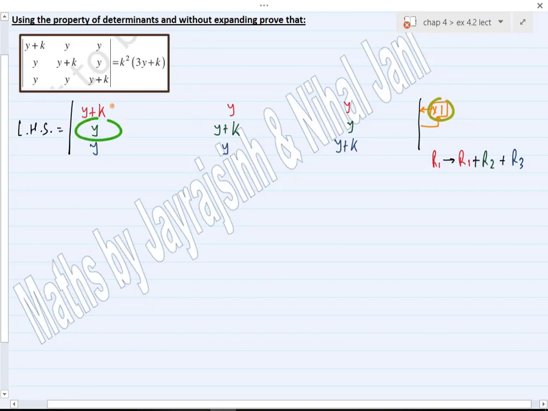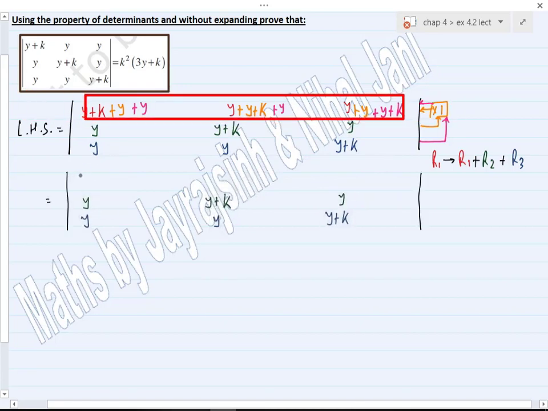So here we'll get y ones are y, plus k ones are y plus k, again y ones are y. Similarly, multiply plus 1 with the third row and add into the first row. So again y ones are y, y ones are y, and y plus k ones are y plus k. In this operation, our second and third row will be as it is, and the first row will be 3y plus k, y plus k, and 3y plus k.